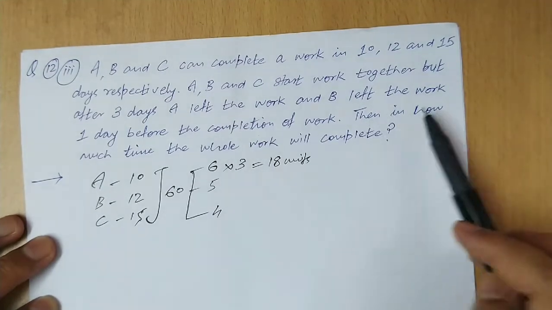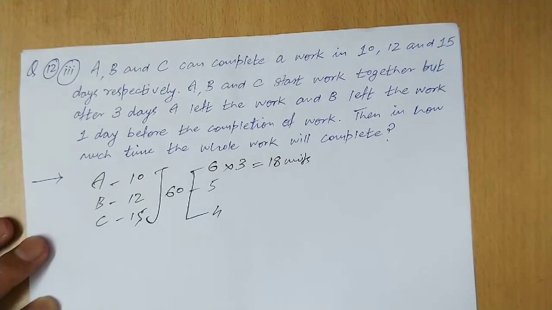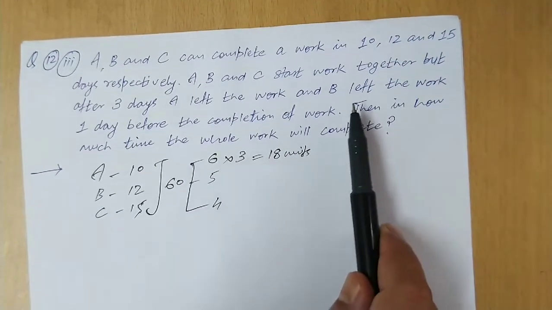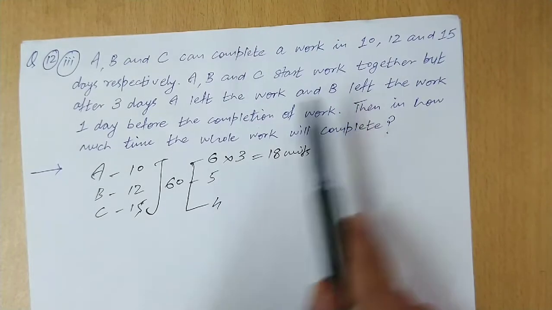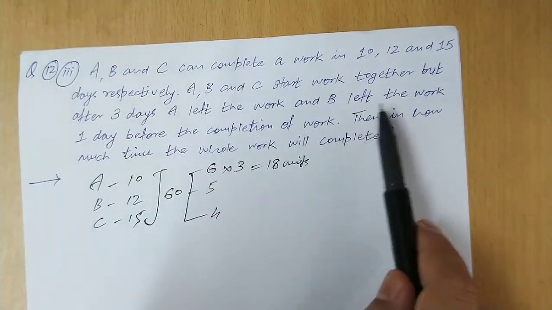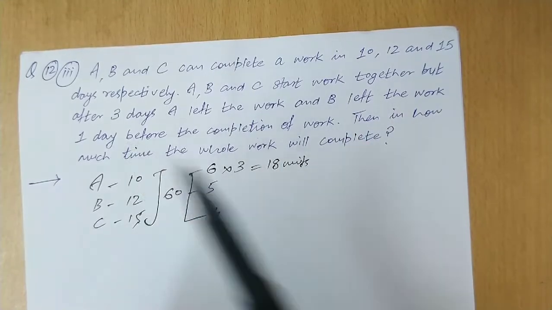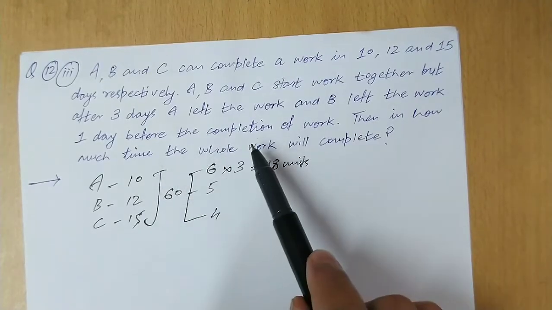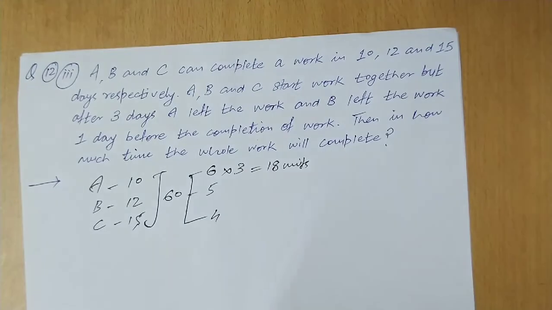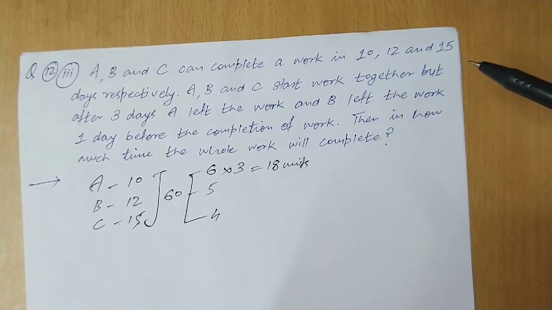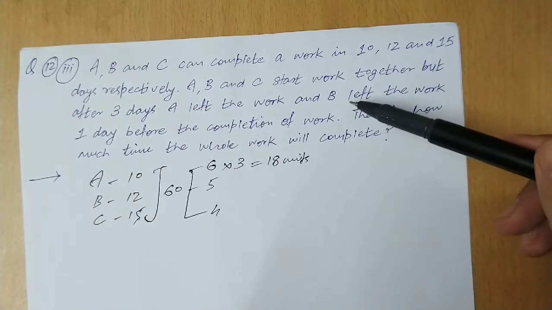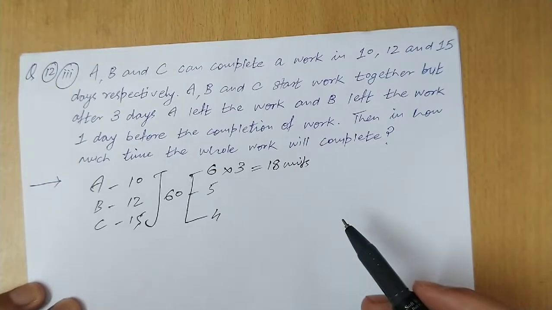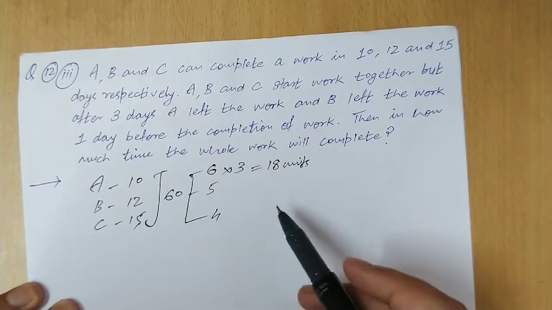Now it says B left the work 1 day before completion of work. In this question, if we assume that B works till the end along with C, then he will have to work 1 day extra. Now if B works 1 day extra, then he will be able to complete how many units?